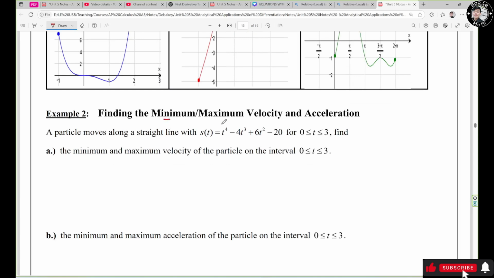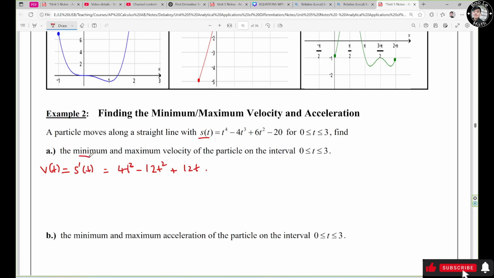Find the minimum and maximum velocity and acceleration. A particle moves along a straight line with s of t equal to this function for t within 0 and 3. Find the minimum and maximum velocity of the particle on the interval 0 to 3. Now you need to take the first derivative of this one. So I have v of t equals s prime of t. It's going to be 4t cubed minus 12t squared plus 12t.